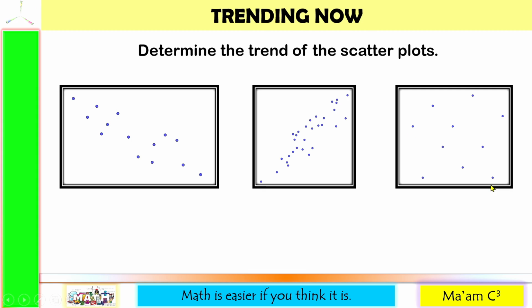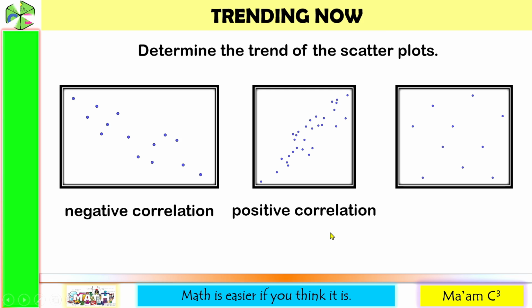Let's have an activity. Trending now. Determine the trend of the scatter plots. Quite easy. From here, you can see a pattern. It is a rising trend of a line from the right going to the left. So this is a negative correlation. While in here, it is a rising trend of a line from the left going to the right. This is a positive correlation.